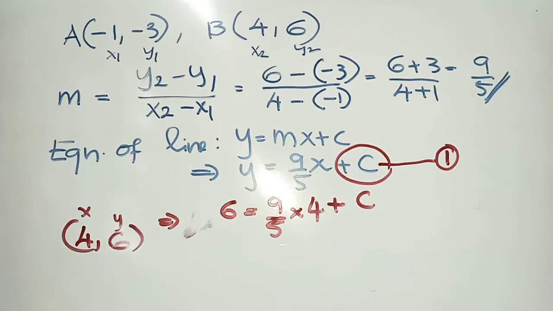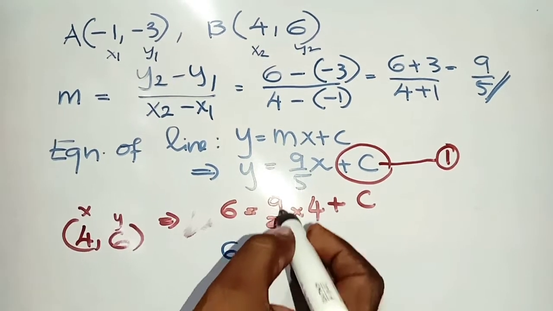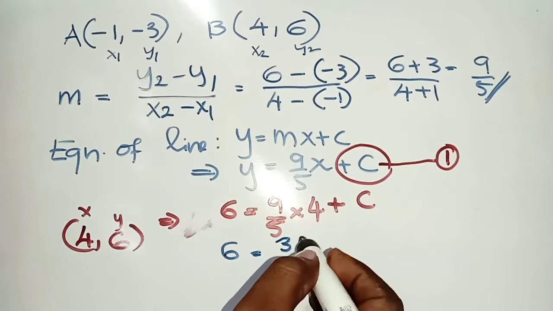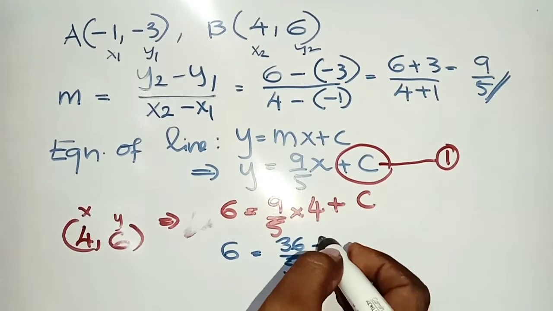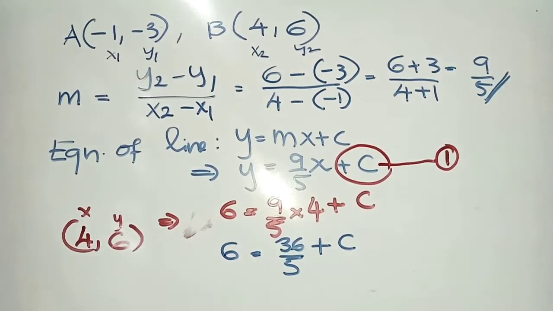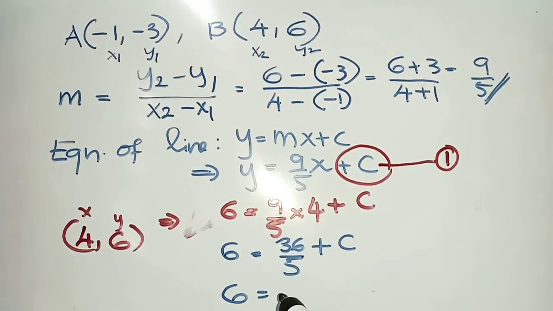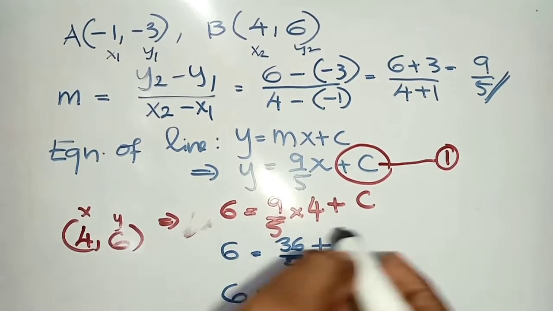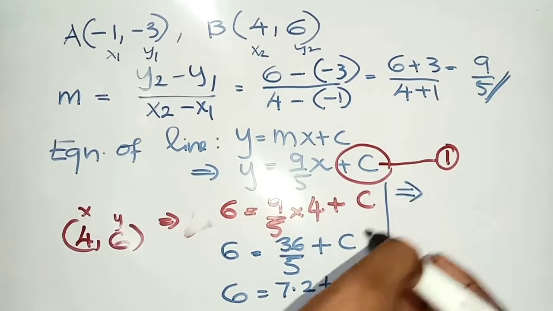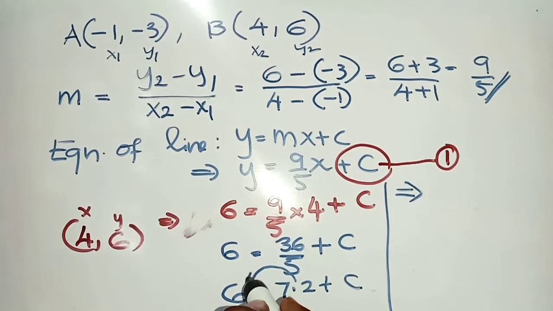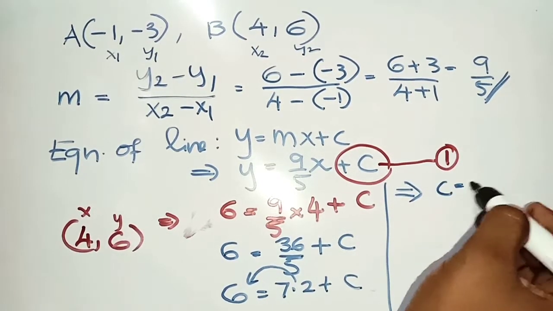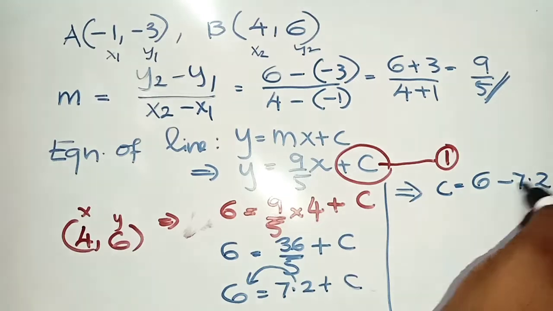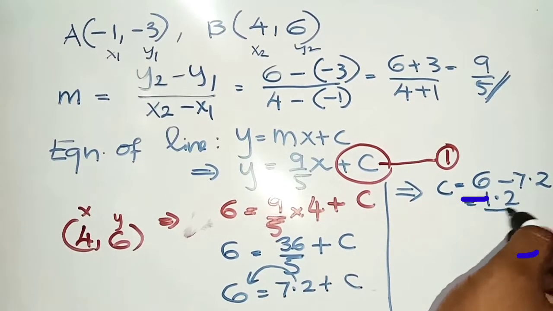isn't it? This 6 is equal to 36/5 plus c. That is 6 is equal to 36/5, which is 7.2, plus c. Is it 7.2? Yes, it is 7.2. That implies c is, when you take 7.2 to this side, we get 6 minus 7.2. c is 6 minus 7.2, which is minus 1.2.